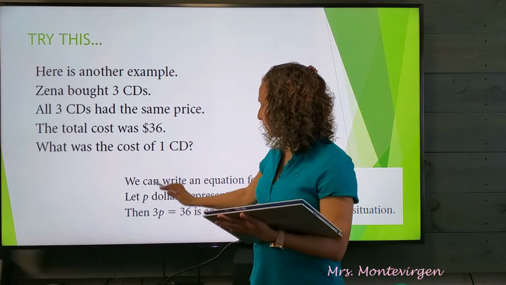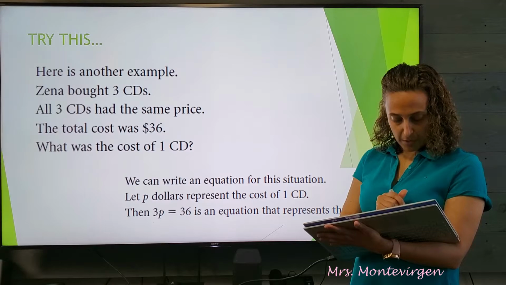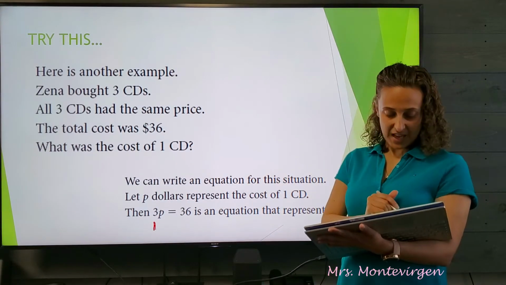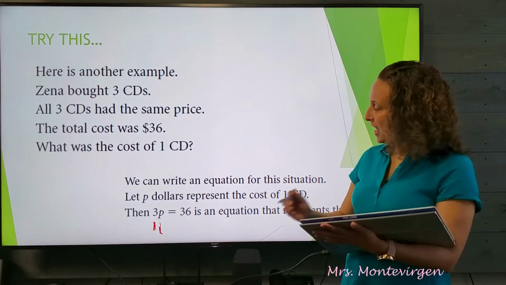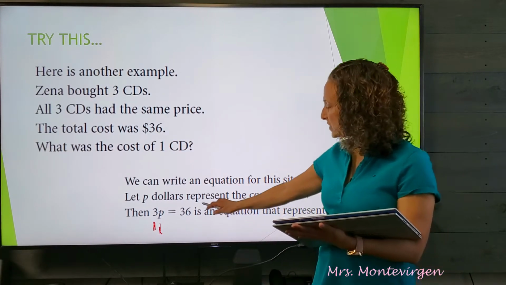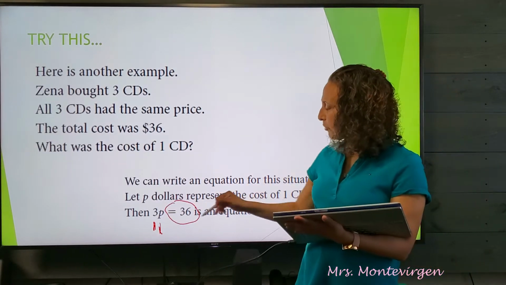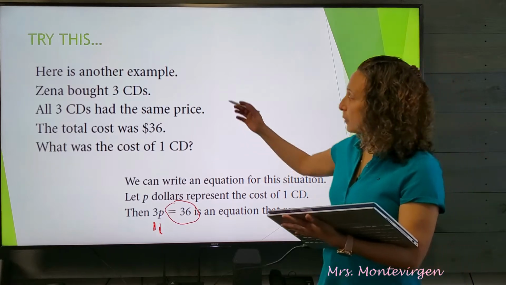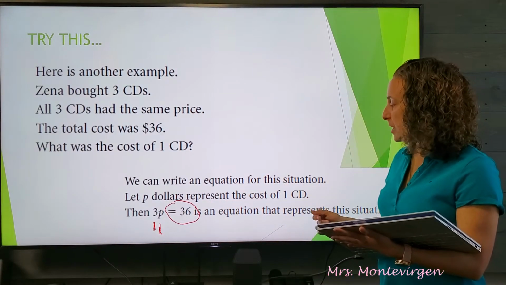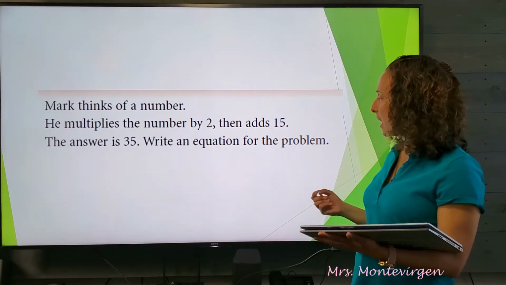Zena bought 3 CDs. That's where we have the 3 down here. And then P represents the cost of one CD. Again, we don't really know that one. That's why we have the variable. But we do know the total cost was $36. And this is the part that's new: we put the equals 36. So if I was going to solve this, that's the equation I would use: 3P equals 36.